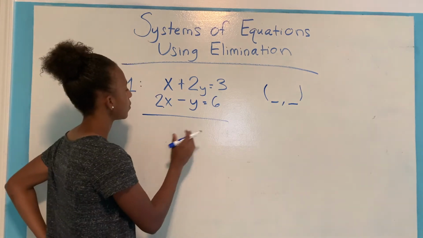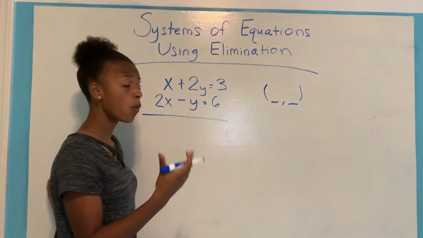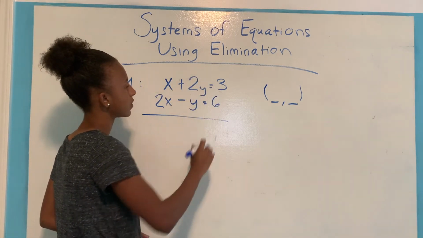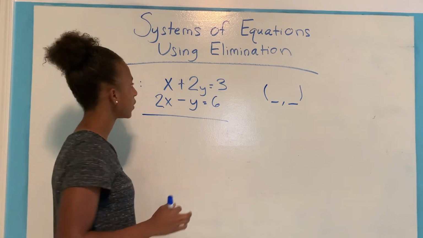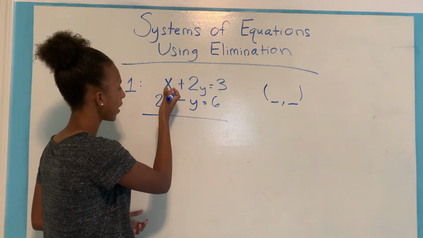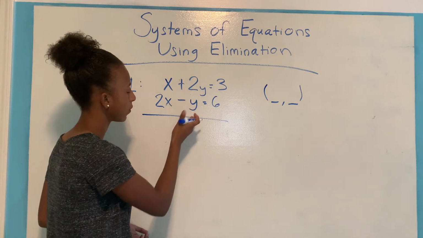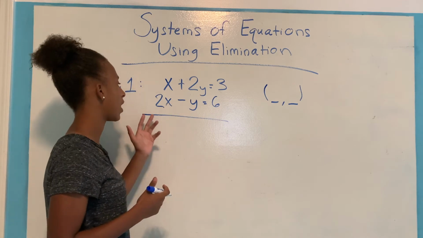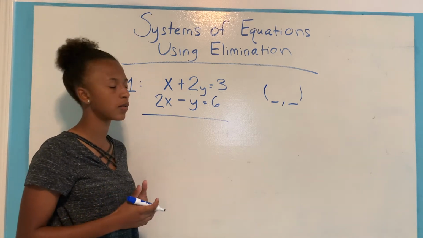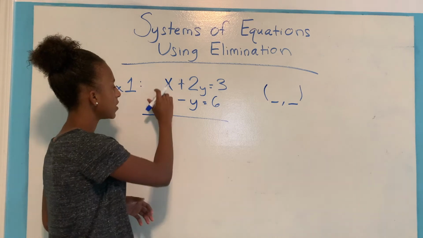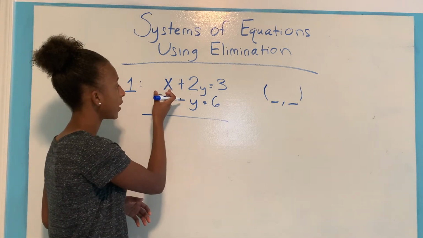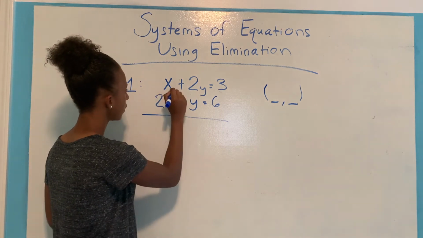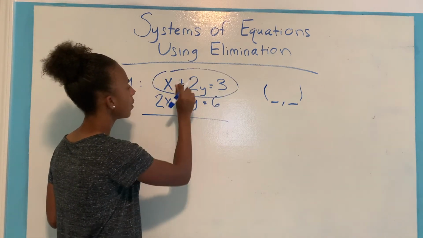With the elimination method, you want to get to a point where these x values or these y values are the same so that you can cancel them out. In this case, you have an x and a 2x, and then a 2y and a negative y. I'm going to pick the x's because they have the same sign, so they're both positive, so it's pretty easy to do that. All you have to do to get these to be the same is multiply the x up top by 2. So I'm going to multiply this whole row by 2.